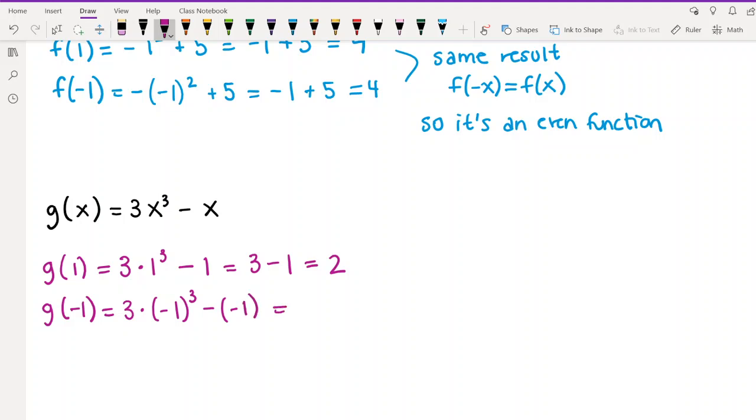So what is that going to equal? Well, -1 cubed is still negative, right? -1 times -1 times -1 is -1. So we end up with -3. And then here we have minus -1, that becomes +1. And so that is -2. And so notice that we didn't get the same result, we got opposite results.